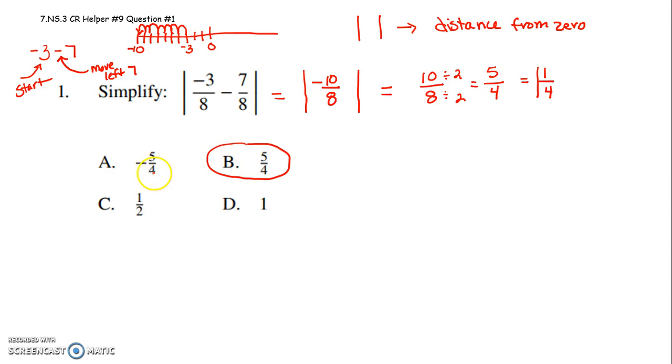Okay, I knew the first one did not have a shot because that answer was negative, and I know once I take my absolute value, the final answer will be positive. All right, I hope that helps.